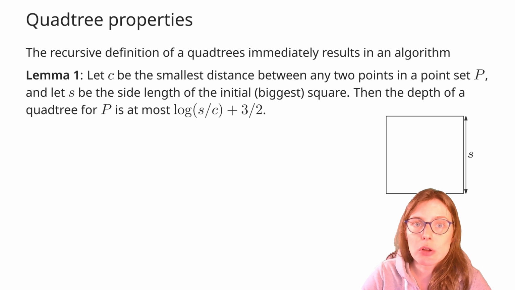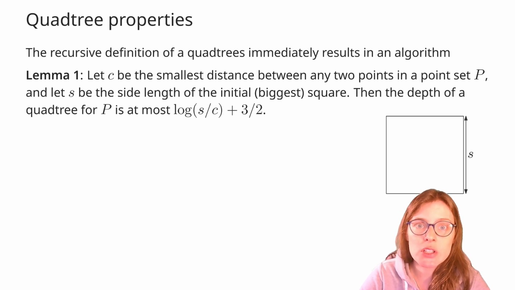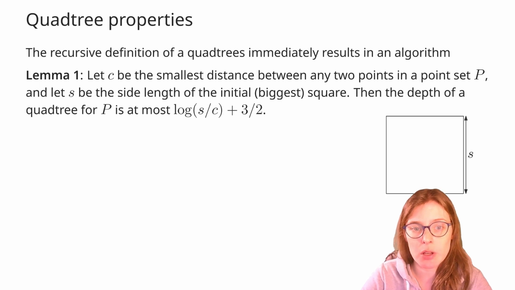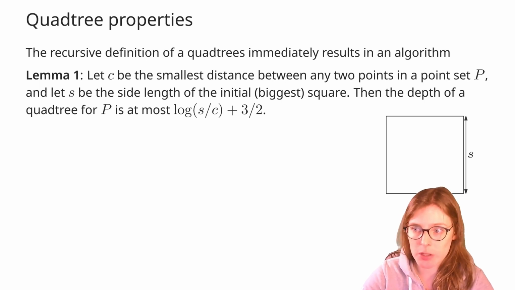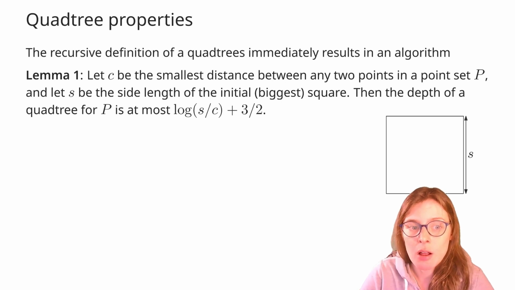We can prove the following lemma. If parameter c denotes the smallest distance between a pair of points on which we build the quadtree, and s is the size of the original square, then the depth of a quadtree built on that point set for that square is at most log of s over c plus 3/2.